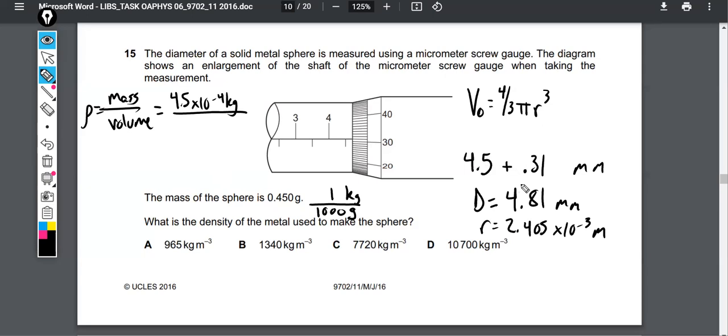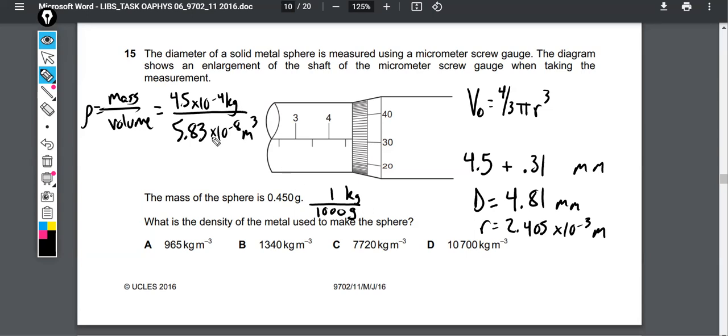Another calculation, your favorite. Multiple calculation problems. All right, I've got 2.405 in my calculator. I'm going to times it by 10 to the negative 3 and cube it. So I get the r cubed, and then times it by pi, times it by 4, divided by 3. And so I get a volume of 5.826, and so on, by 10 to the negative 8 meters cubed.